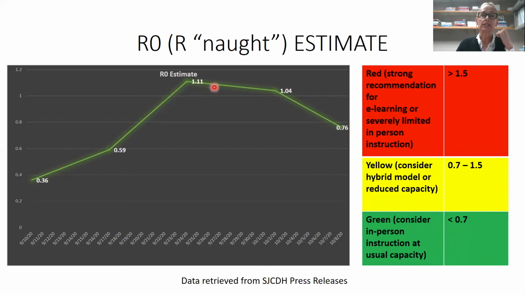When we see rates that are above 1 or 2, 2.5, then we know that we have significant transmission going on in our community. So right now we are at a 0.76, which puts us in the yellow zone, just above that range of 0.7 to 1.5.